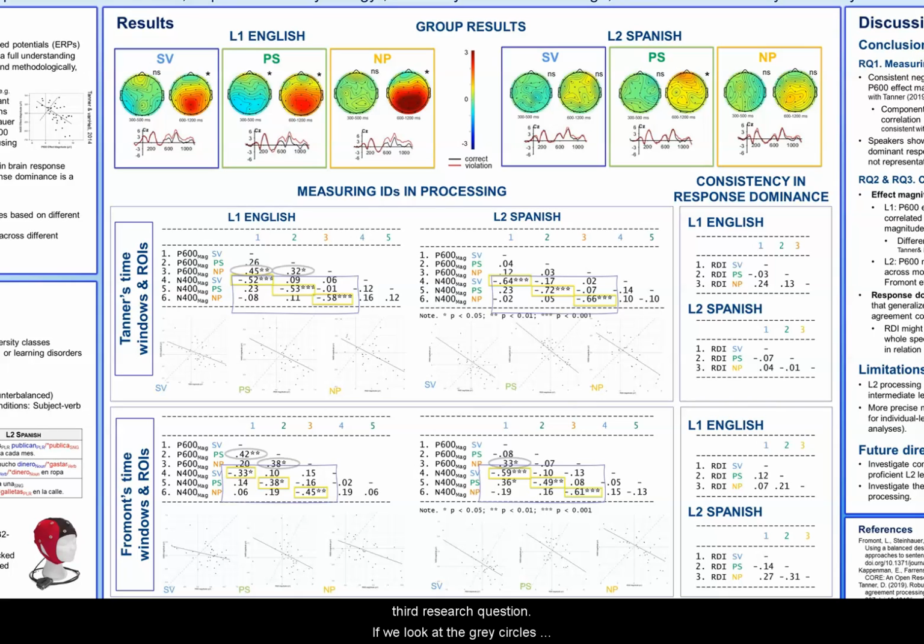third research question. If we look at the gray circles in the correlation matrix, we see that the N400 magnitudes are not significantly correlated across any experimental conditions under either of the approaches. On the other hand, P600 magnitudes seem to be correlated across some conditions, particularly in the L1, which is consistent with Frömand et al.'s findings. Second, using response dominance index as a measure of individual variability, we see that results were not significant in either language.